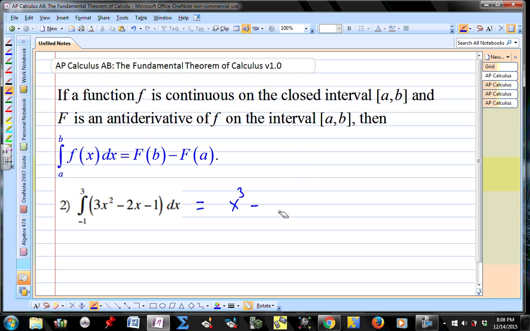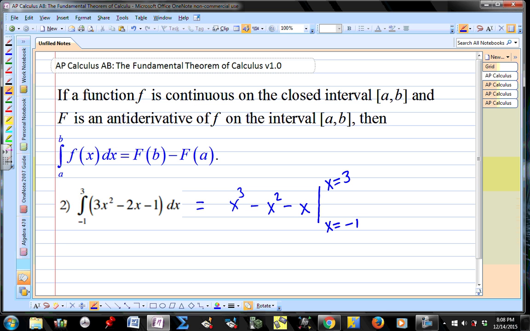Let me clean this up a little. The integral of minus 1 is just minus x. And now we usually put a plus c. And when we have a definite integral, we're not going to put the plus c. I'll explain why a little bit later. So now what we need to do is take this whole expression and evaluate it twice. Once at x equals negative 1, the lower limit of integration, and once at x equals positive 3, the upper limit of integration.